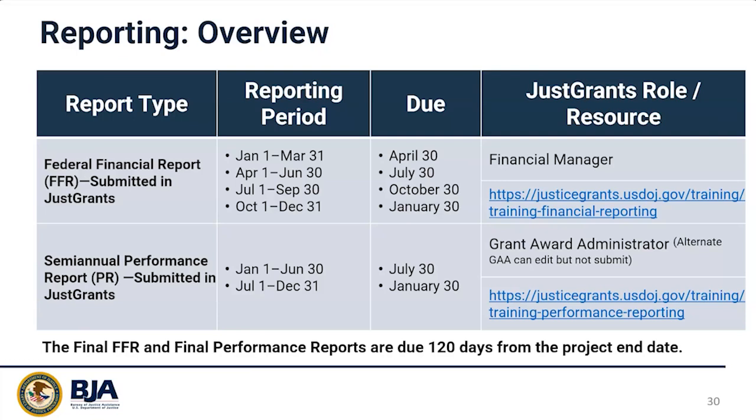As it pertains to performance reports, your designated grant award administrator is responsible for submitting the reports within JustGrants. If your reports are to be submitted semi-annually, they will reflect programmatic activities for 6 months. They are also due 30 days following the final day of the reporting period. Just remember that alternate grant award administrators can only edit performance reports but not submit them. The final FFR and final performance report are due 120 days from the project's end date. Next slide, please.